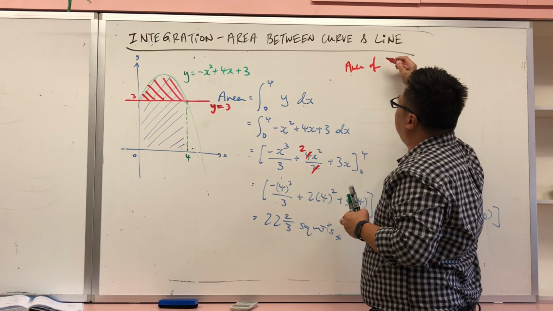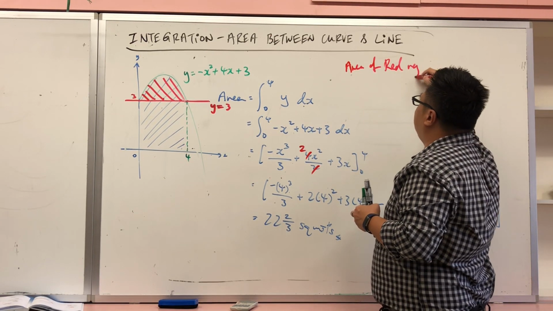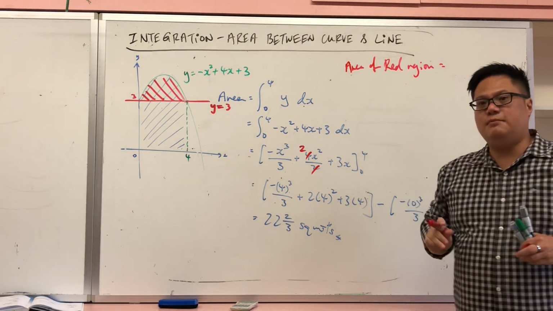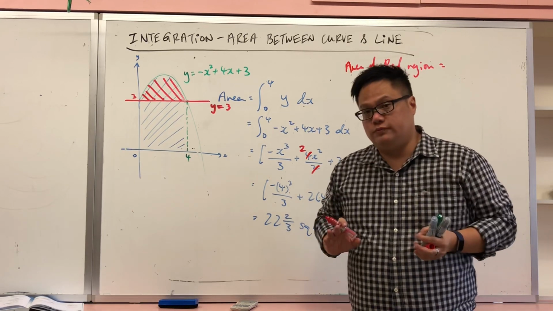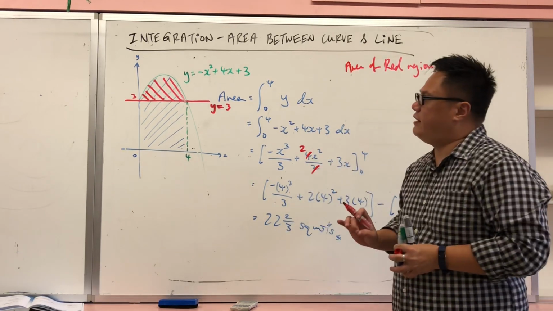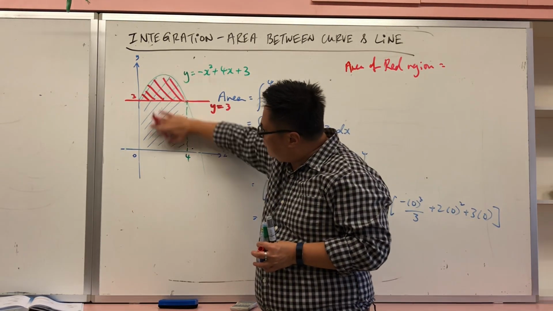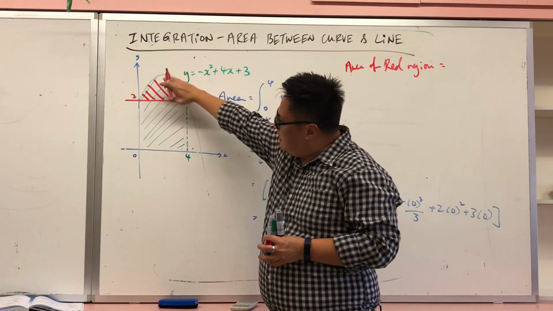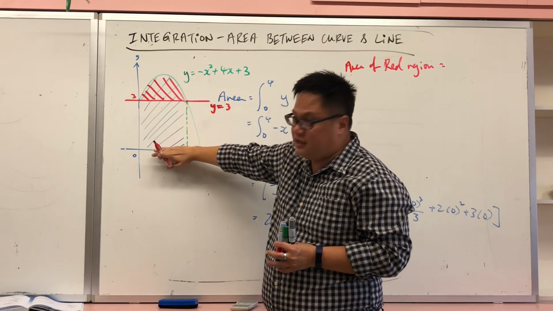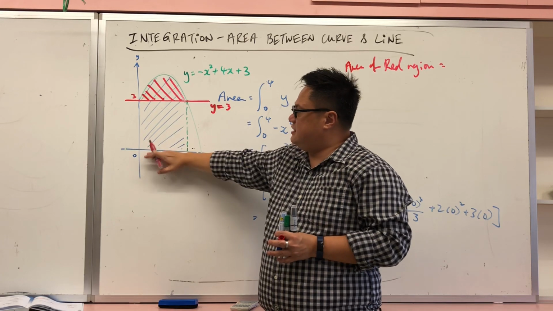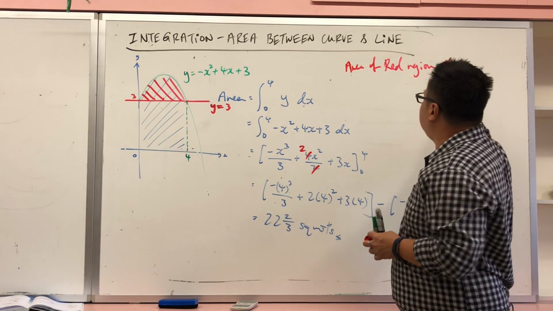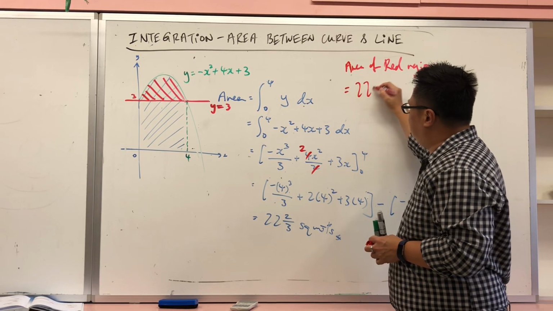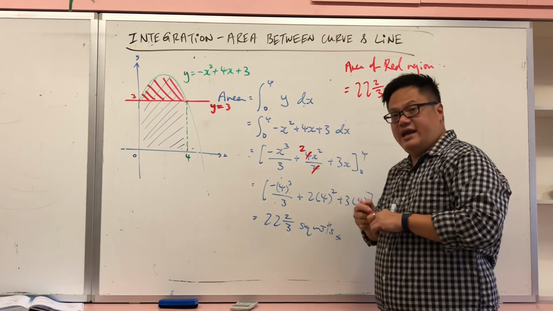So the area of the red color region will be equals to, Mr. Ng, must I compute everything again? Okay, watch here, there's no need to. If you look carefully, we have already earlier found the area of this green color portion, the green color curve underneath the graph above the x-axis bounded between 0 to 4. Our answer was 22 and 2/3. We just have to take this 22 2/3 minus the area under the graph.